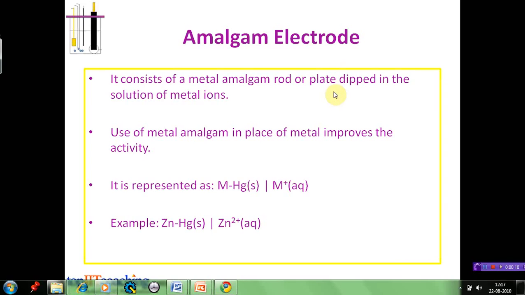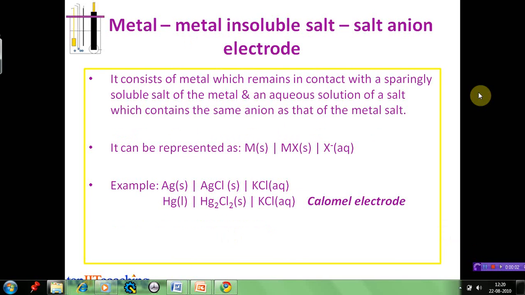The next type of electrodes are the amalgam electrodes, which consist of a metal amalgam rod or plate dipped in the solution of metal ions. Metal amalgam is used instead of metal to improve the activity. This is its general representation, in which M stands for metal, Hg is the mercury, so M-Hg stands for metal amalgam. S denotes the solid state. This pipe character denotes the difference between the phases of the two. M+ is the metal ion and aqueous denotes its solution state. Its example can be zinc amalgam rod dipped in zinc ion solution, such as zinc sulfate solution.